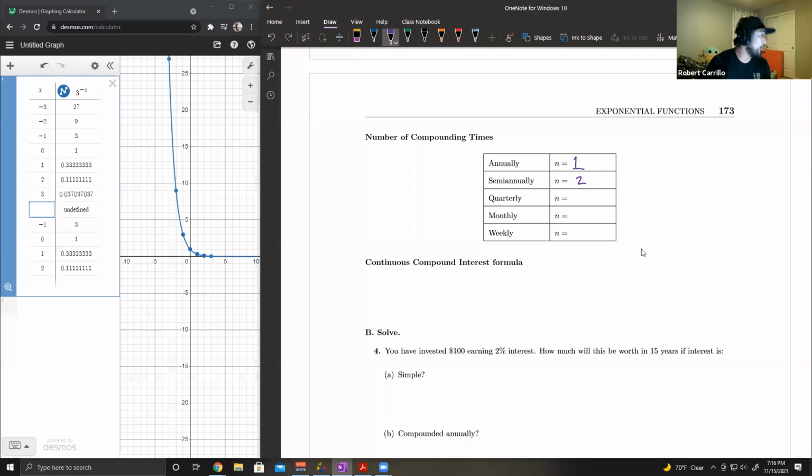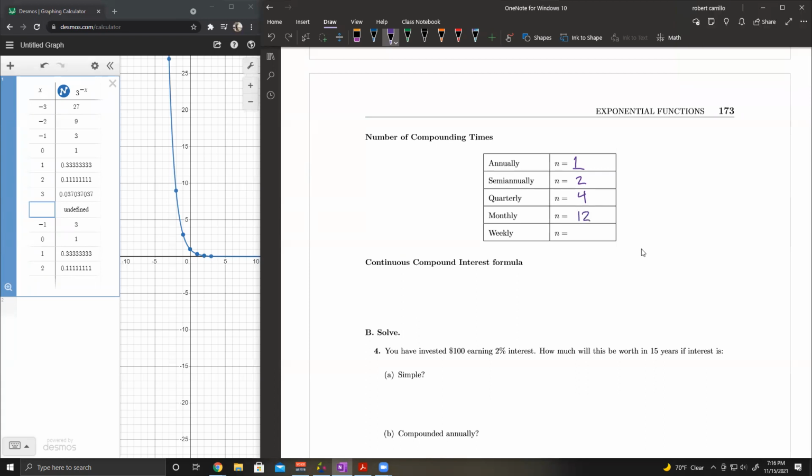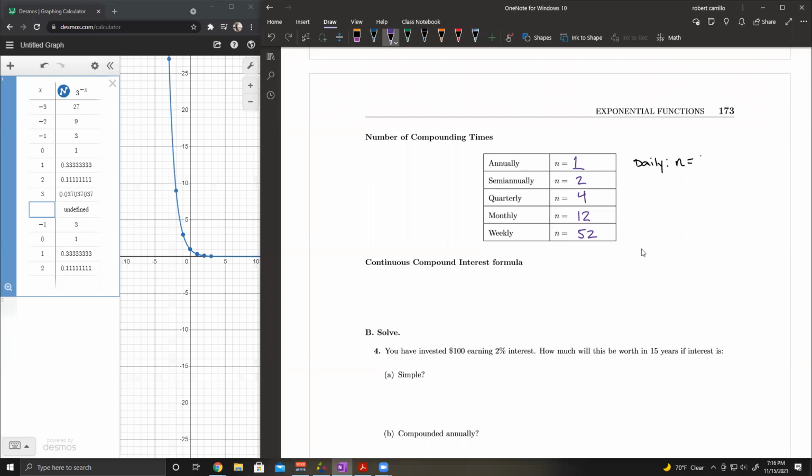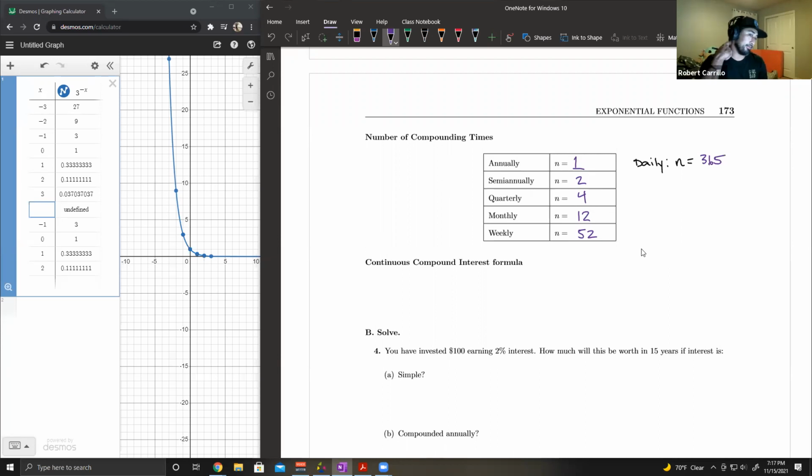If your compound interest is quarterly, how many quarters are in a year? 4, right? Every 3 months. And then monthly, how many months are in a year? 12. And how many weeks are in a year? 52, very good. And let's say we were doing compounding daily. How many days are in a year? 365. There you go. And if it's anything else, we could figure it out.